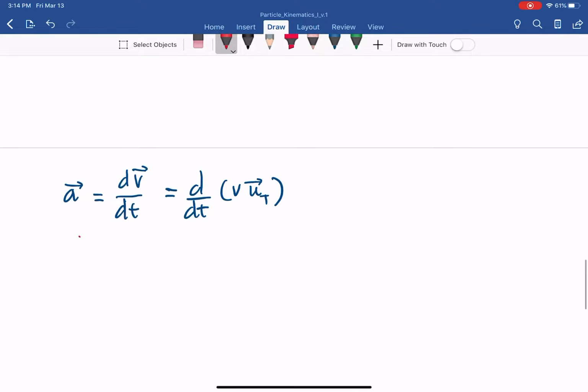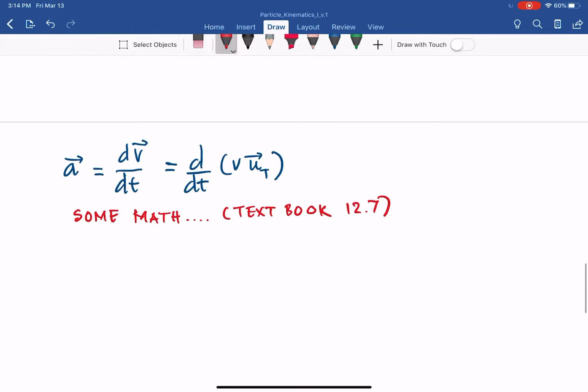Let me just make some note here about some math in the derivative. If you are interested, or if you don't recall the math, you can go to the textbook, chapter 12, more specifically section 12.7. So we just write the equation here for that derivative.